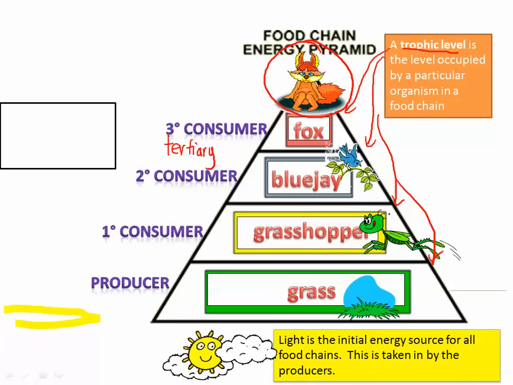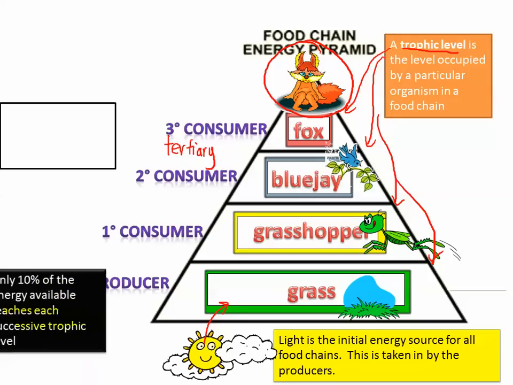And like I mentioned before, producers get all their energy from the sun, the initial source of energy. We don't really draw the sun into a food chain, because it's weird to say that the grass is eating the sun, but we get the idea. You don't have to put it all in there.